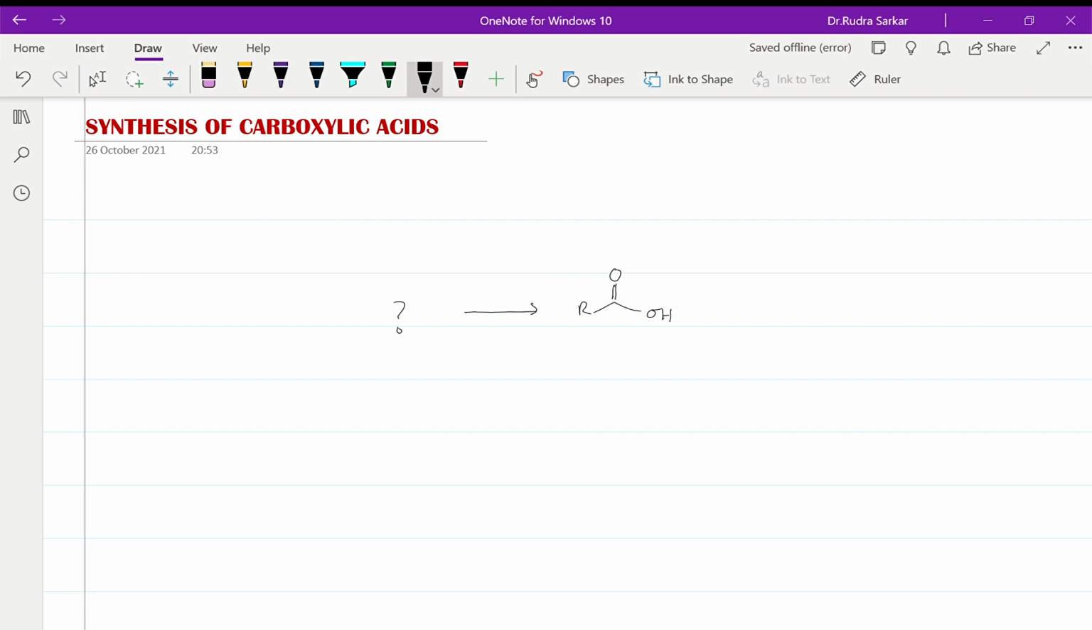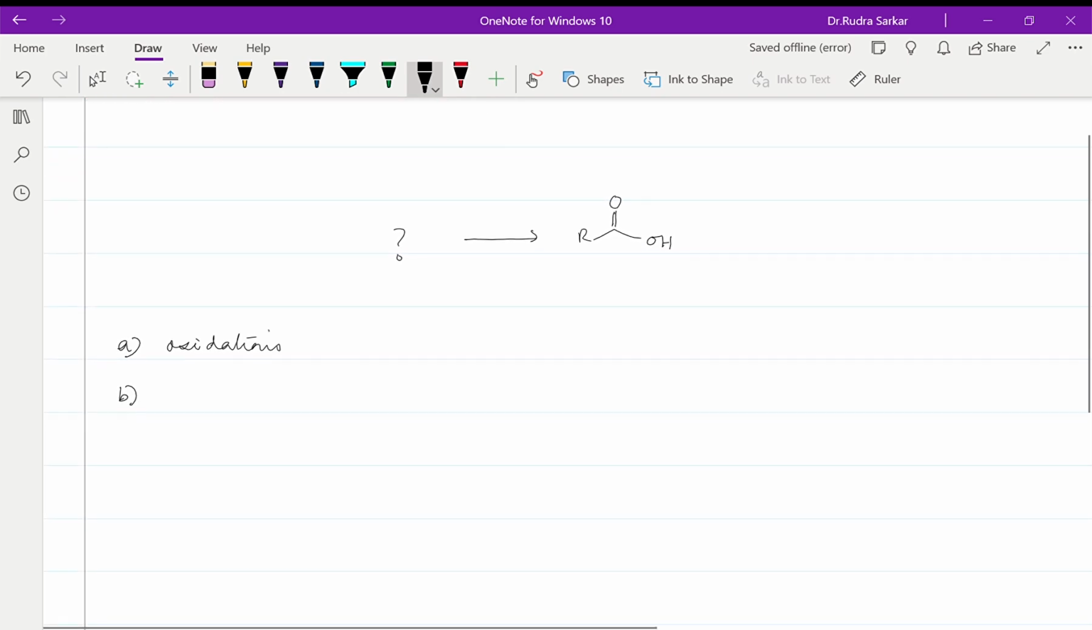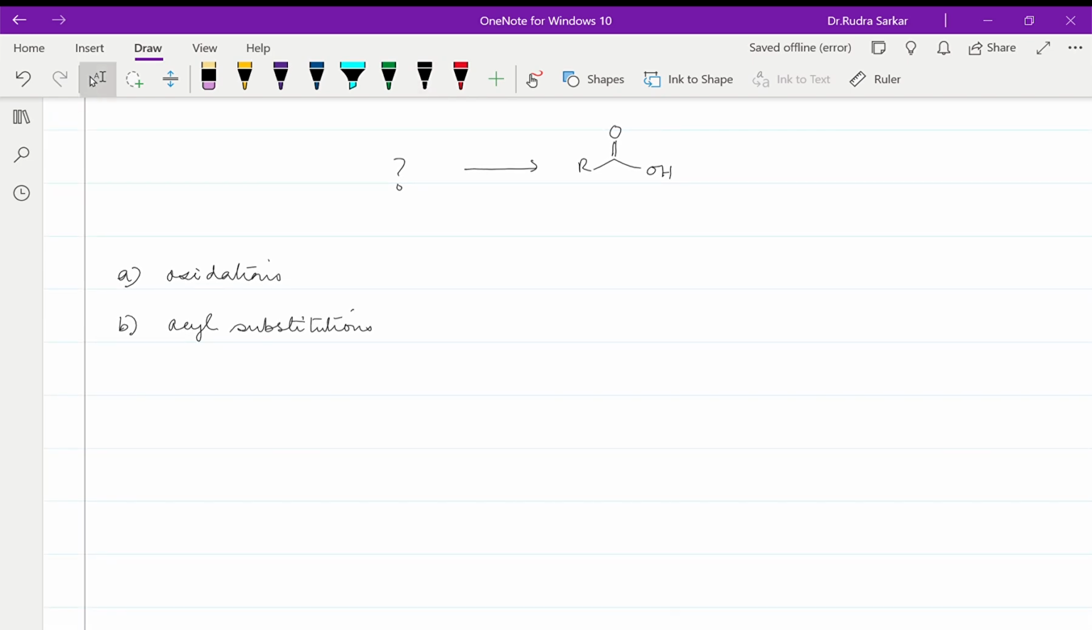Now carboxylic acids can be created via functional group interconversions, which include oxidations, acyl substitutions, and a variety of carbon bond forming reactions can also be used to synthesize carboxylic acids.